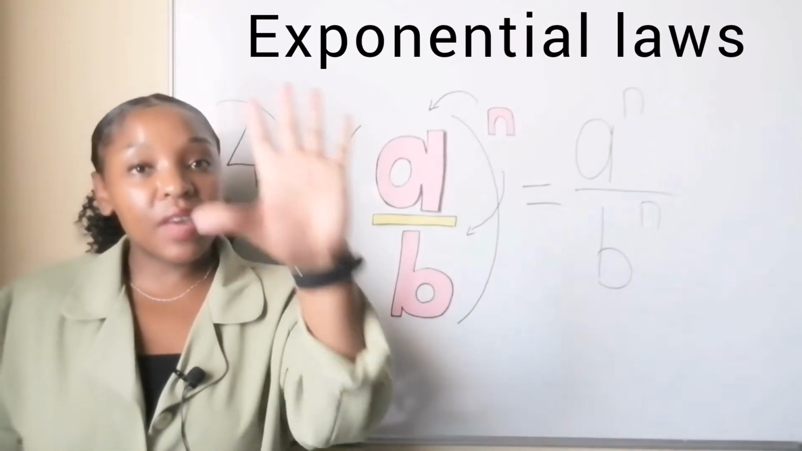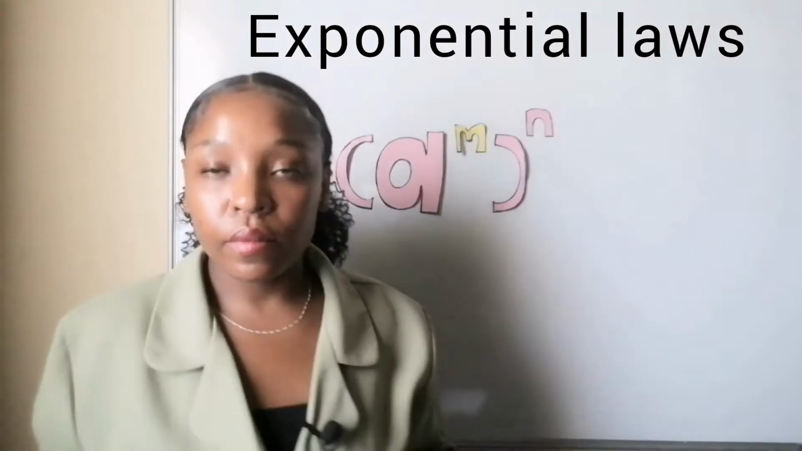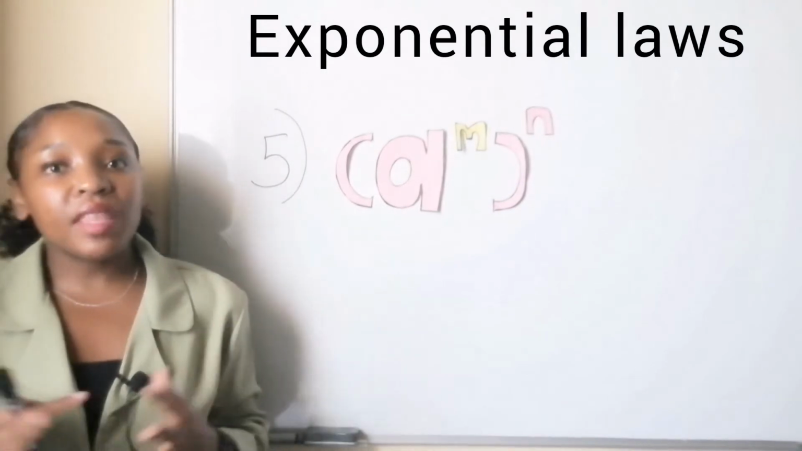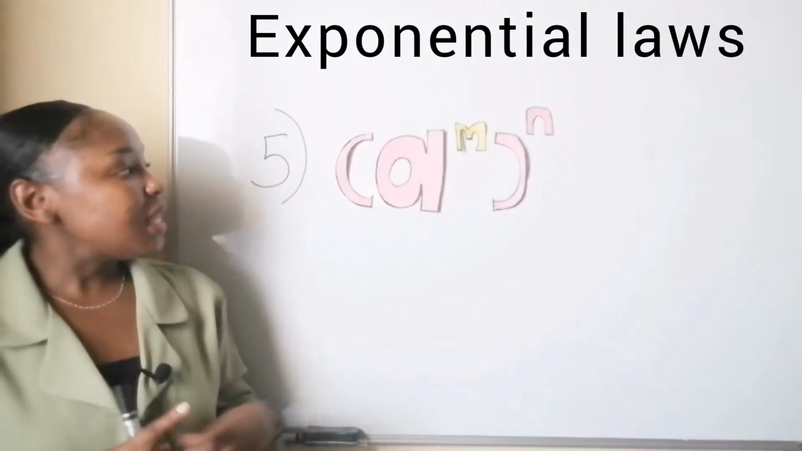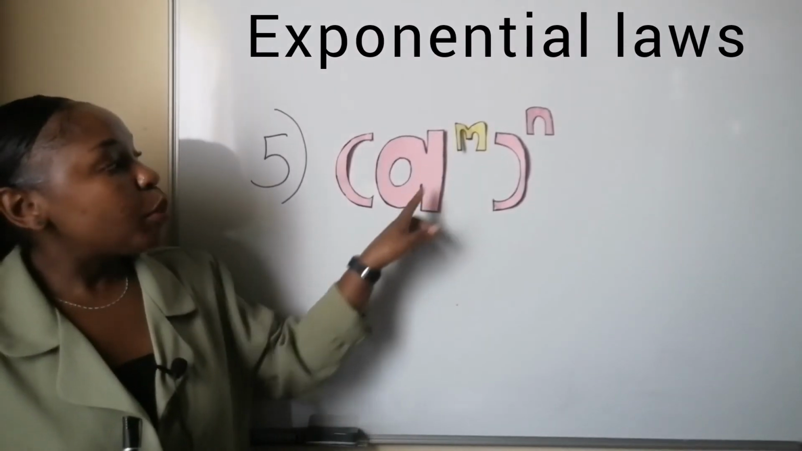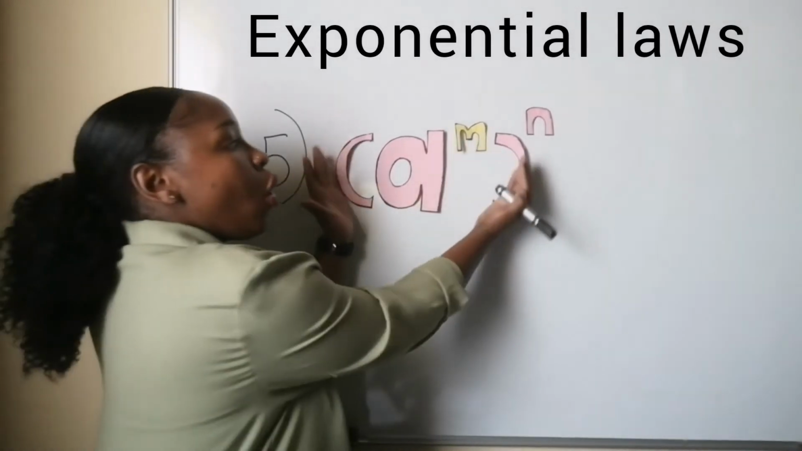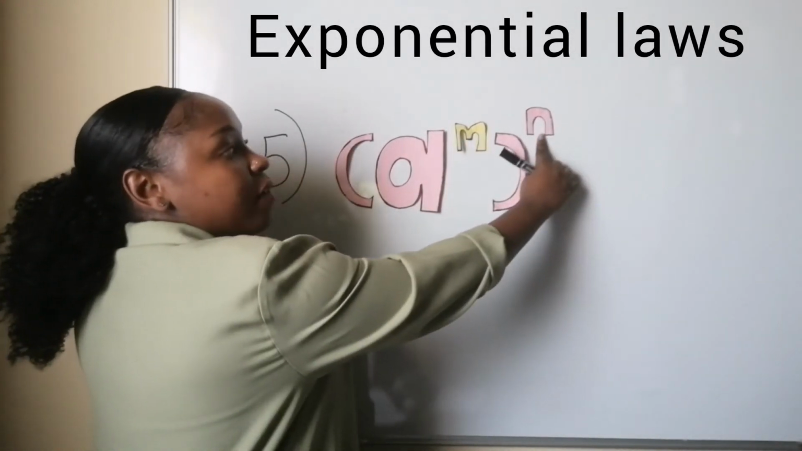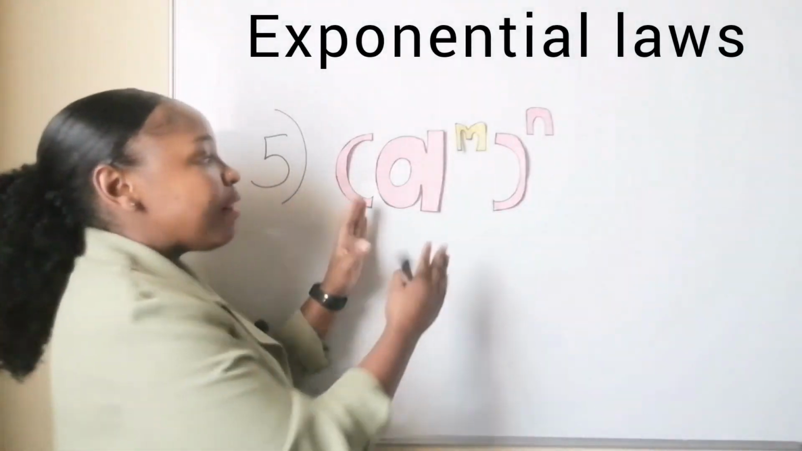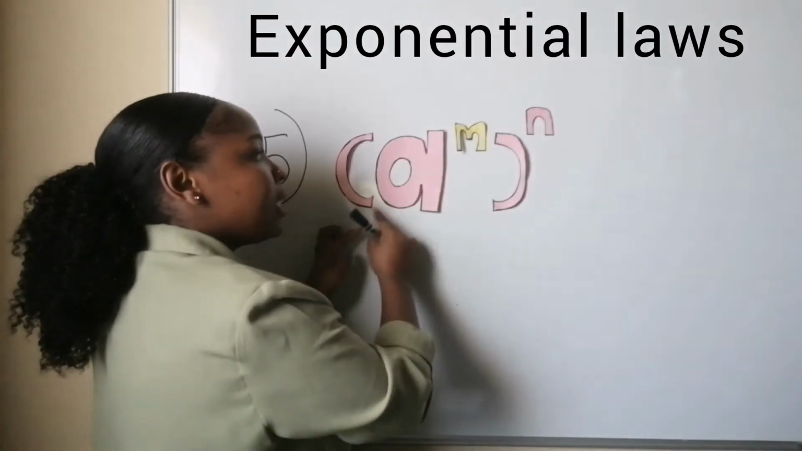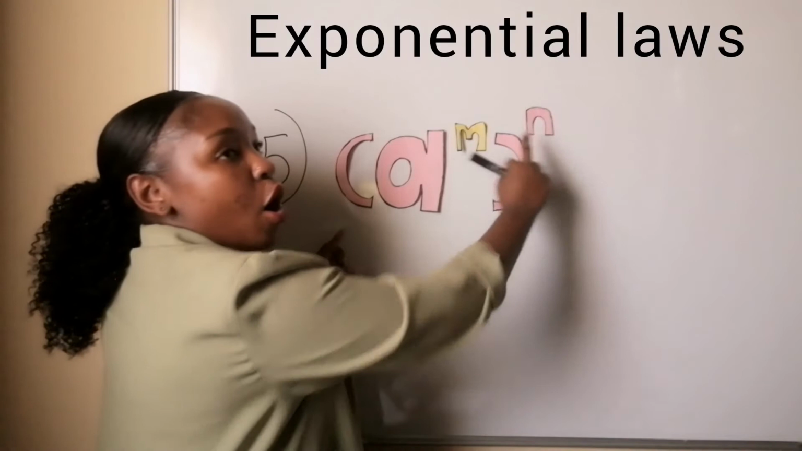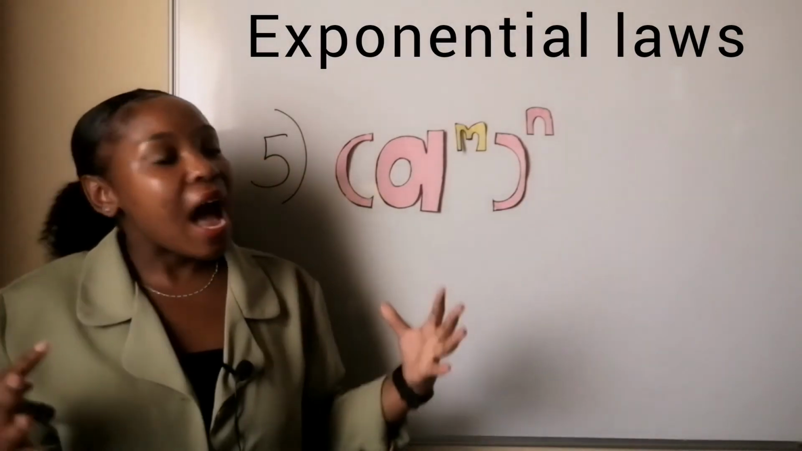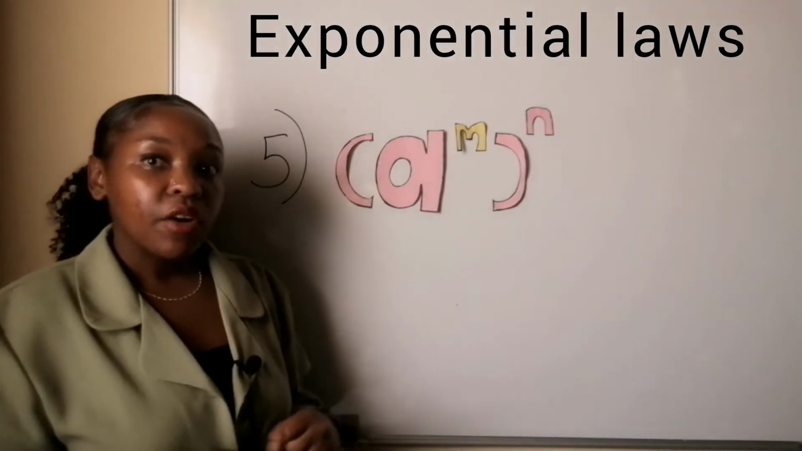Let's look at the fifth exponential law. With the fifth exponential law, guys, we see that we've got a to the power of m all raised to the power of n. So everything that is in this bracket is raised to the power of n. So how can we rewrite this?